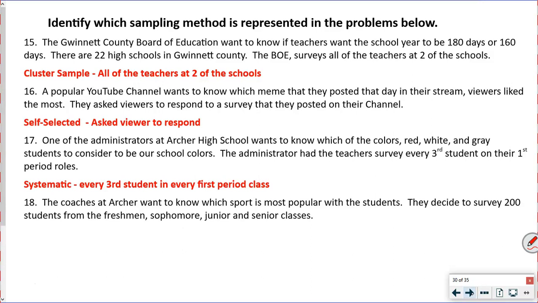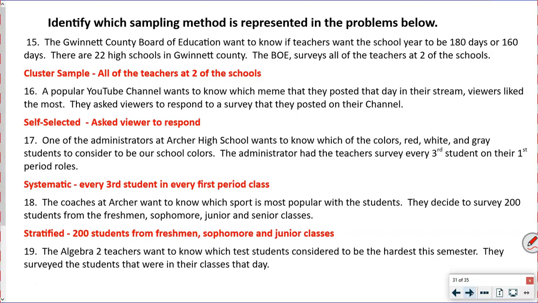Okay. Number 18, the coaches at Archer want to know which sport is most popular with students, so they decide to survey 200 students from the freshman, sophomore, junior, and senior classes. This would be a stratified because it's 200 students from each of the classes.